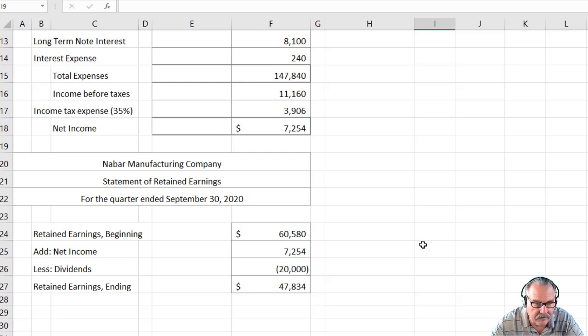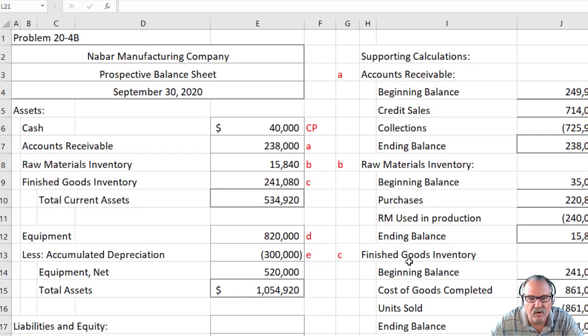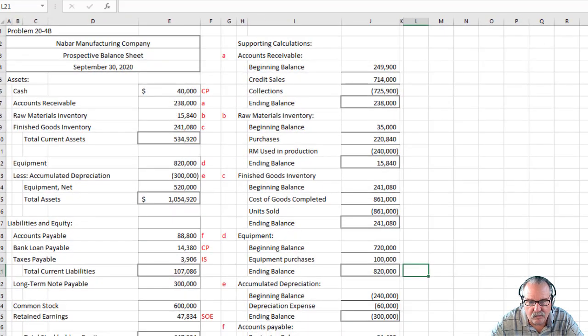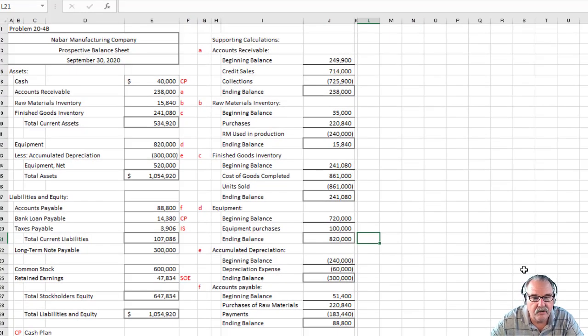And then the last step of this process is to prepare an estimated or a pro forma or a prospective balance sheet, where we're literally taking all of the things that we have done in this plan and scheduling it out. So I'm going to make it so that you can see the whole thing on one sheet. Again, starting at the top, we've got cash comes from the cash plan. Accounts receivable is going to come from the schedule of accounts receivable.